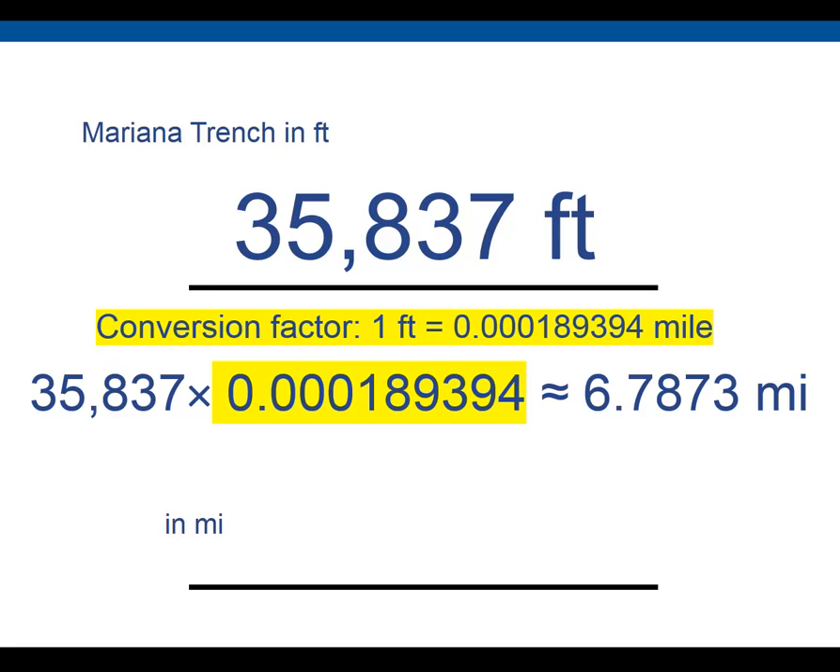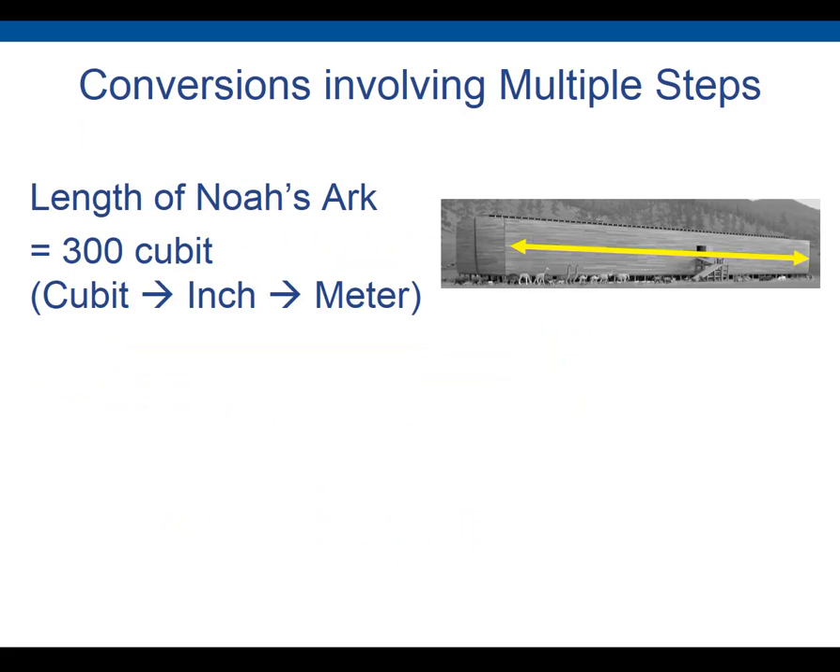So what can we do? We just simply multiply 35,000 times 0.00189, which means it's 6.7873 miles. So in miles, rounded to 2 significant figures, 6.8 miles. Okay, cool.